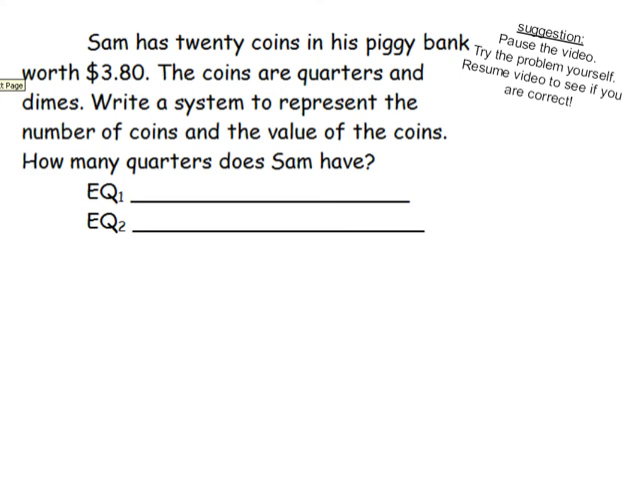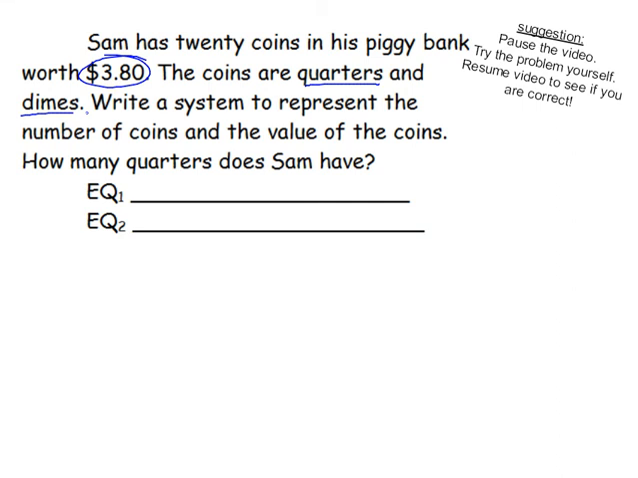Sam has 20 coins. Everybody's got coins. Coins in his piggy bank worth $3.80. The coins are quarters and dimes. Wow, just like the last one. They're throwing a little variety in there. If it had been nickels and dimes, we'd be working with 5 cents each and 10 cents each, but this one's quarters and dimes. Write a system to represent this.